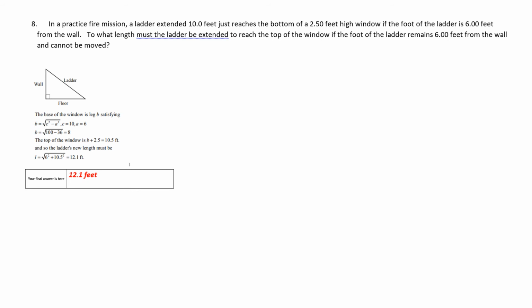Okay, so we take the length of the ladder to be 10 and the base to be 6, and that tells us that the remaining side is found by the Pythagorean Theorem to be 8. We add 2.5 to get us to the top of the window, and now we have a different triangle, and so we can use the Pythagorean Theorem differently to find that the length of the new ladder is going to be 12.1, and the unit should be feet.